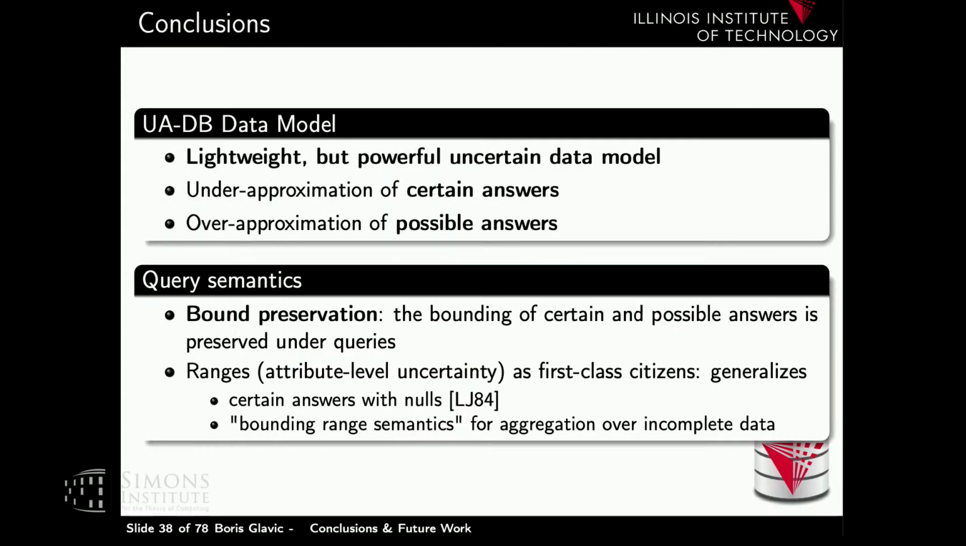Good, let me conclude since I'm running out of time. I present to you this AU-DB model, which is a lightweight but pretty powerful uncertain data model, which can under-approximate certain answers and over-approximate possible answers, possibly with attribute-level uncertainty. And I think the fundamental idea here, apart from exploiting semiring stuff, is taking the idea of ranges but making them first-class citizens in the data model.